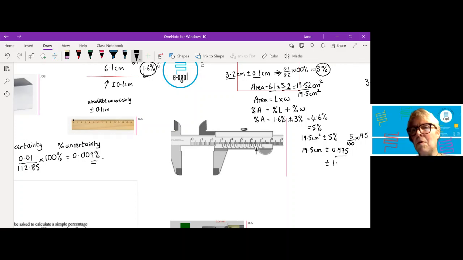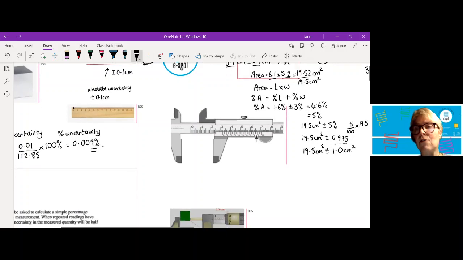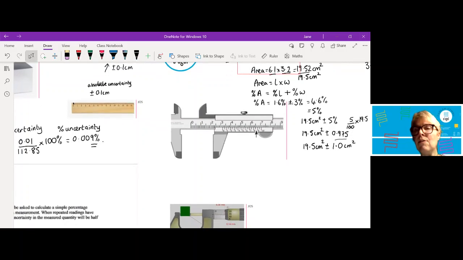Now, I'm either going to put 1.0, which is acceptable because it starts with a 1. So that would be centimetre squared. There are 2 possibilities of quoting this and I'd still get my marks correctly. So 19.5 plus or minus 1.0: the decimal places of my absolute uncertainty in my area tie in with the last decimal place of my area.